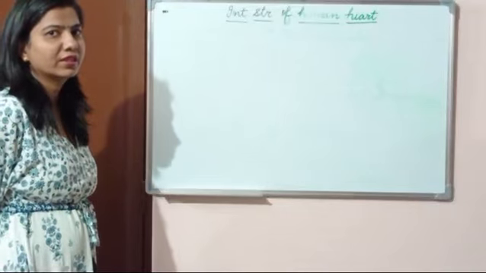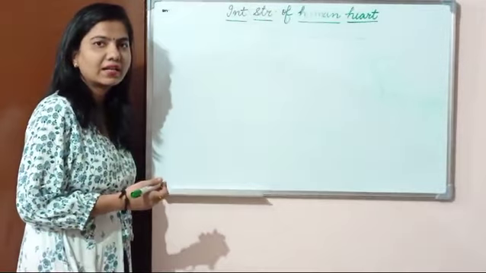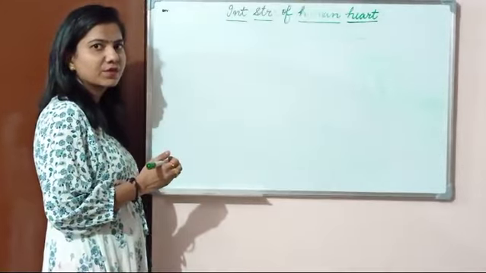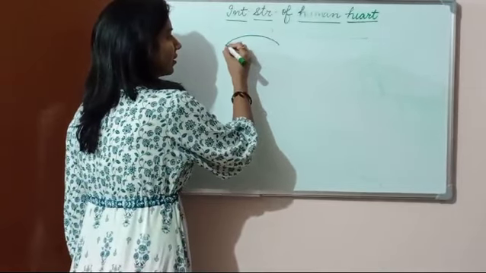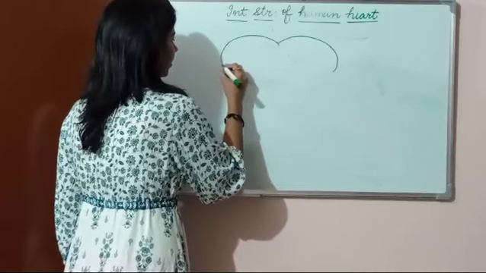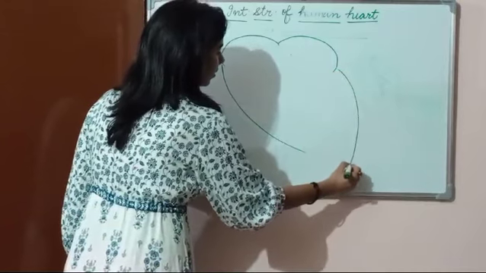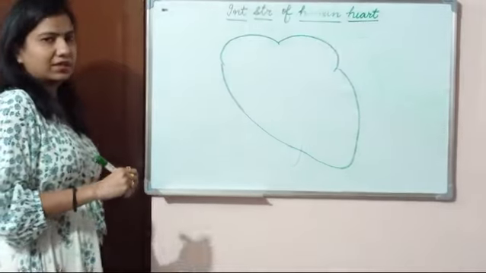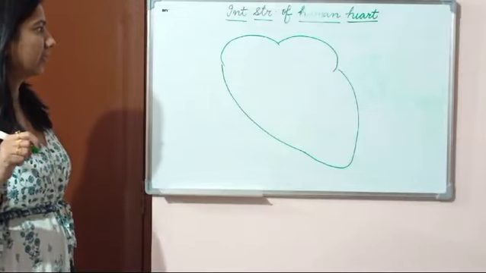Now we will discuss the internal structure of the human heart. I already told you that the heart is slightly triangular in shape. Here we will not draw all three layers; I am showing just one layer. Look at how I am drawing the diagram. So this is what our heart looks like if you view it in detail.